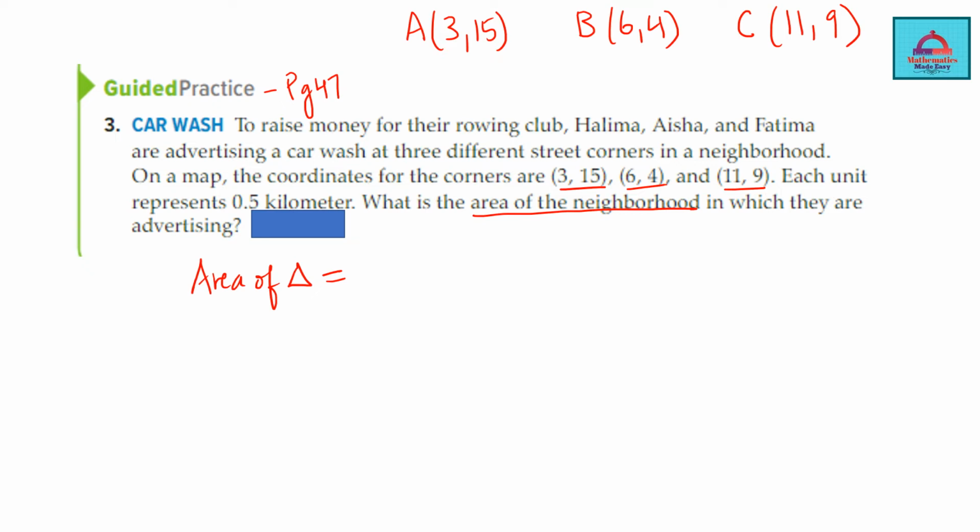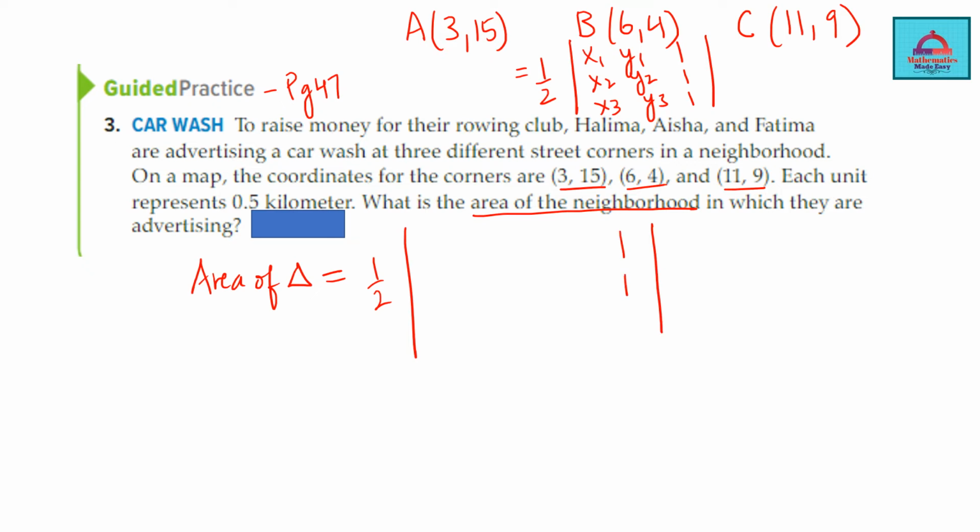So what is the formula? The formula is 1 by 2. You take the determinant. We are going to use determinants. x1, x2, x3 in column 1, y1, y2, y3 in column 2, 1, 1, 1. So if I'm going to write using determinants, the last column is easy. Let's write it first. Then we have to take x1, x2, x3. So 3, 6, 11. And corresponding y is 15, 4, 9. So let's evaluate this determinant.